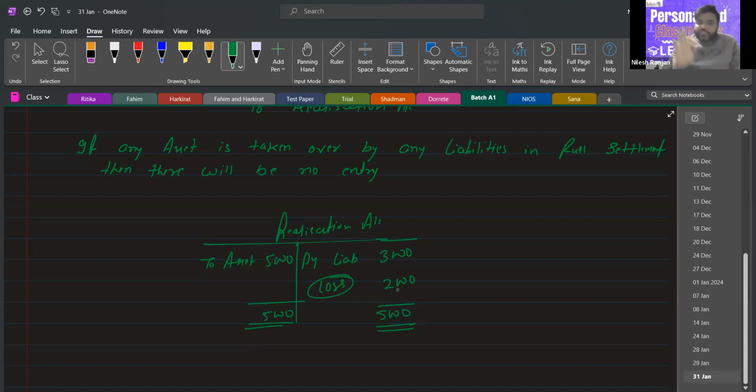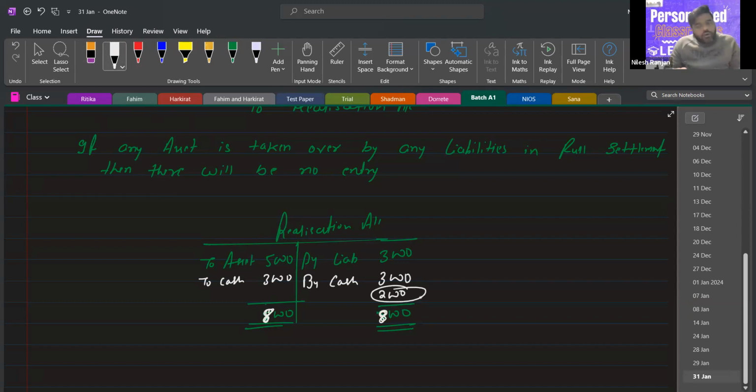Now, let's leave this part. Let's say the liability has taken over these assets at an agreed price. There will be some agreed price. So someone took this asset at 3,000 and we have paid the liability in cash, full amount 3,000. Here the loss is again 2,000. You can see the loss is same. Loss is same in both the cases.